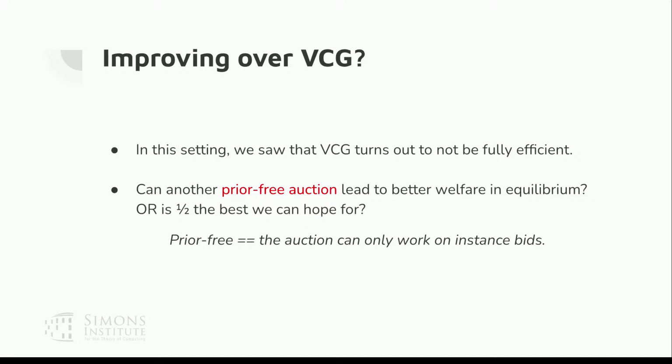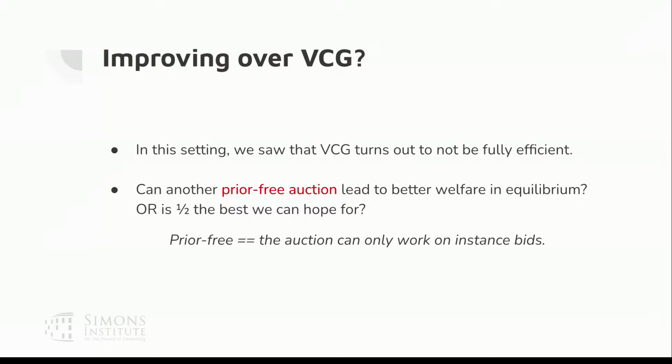Okay, so now the next question we ask is, can we improve over VCG? I mean, it's already kind of surprising, maybe, that VCG is not the most efficient auction, but that's simply an artifact of the objective functions here. It's not quasi-linear. So can another prior-free auction lead to better welfare in equilibrium? Or is half the best you can hope for? So that's the question we'll address next.